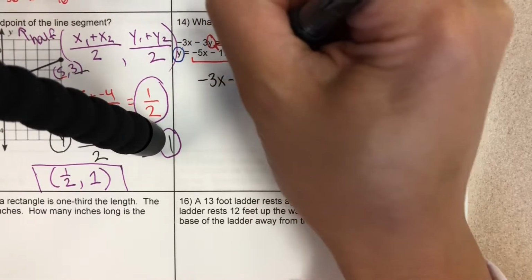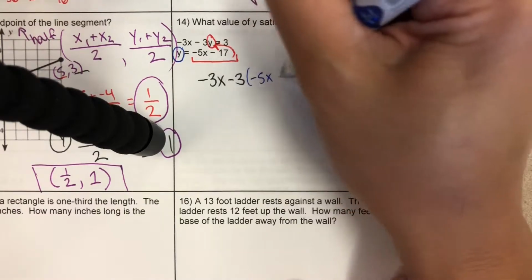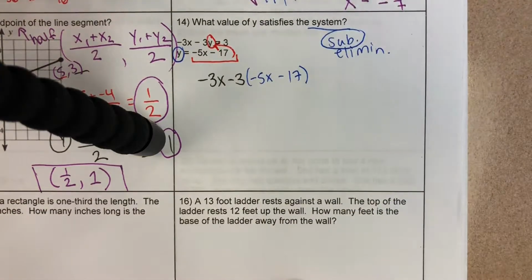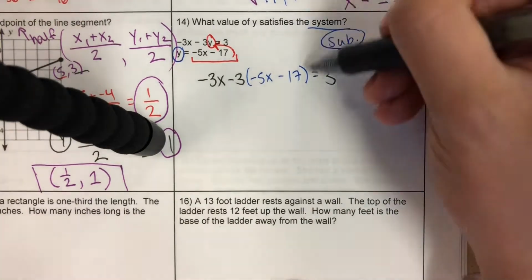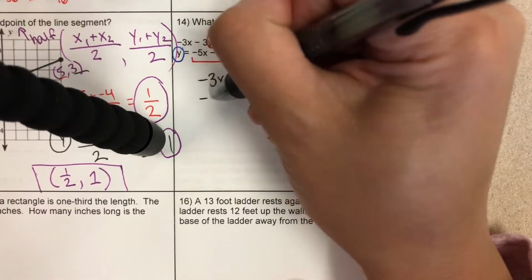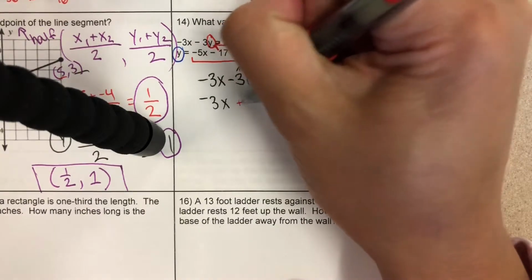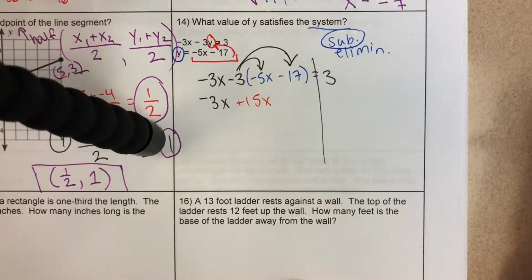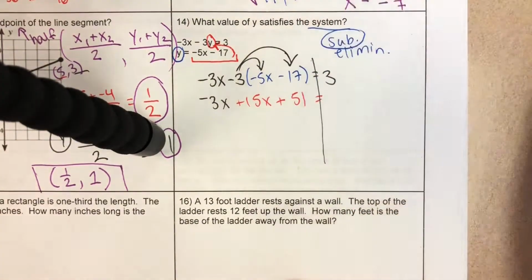So when I rewrite it, I'll have -3x minus 3, and instead of y, I'm going to write -5x minus 17, and then don't forget to bring down the equals 3 at the end. And now it's just as simple as solving this. I'm going to distribute this -3, drop down the -3x here in the front. -3 times -5x is plus 15x. -3 times -17 is plus 51, and then I drop down my 3 on the opposite side.